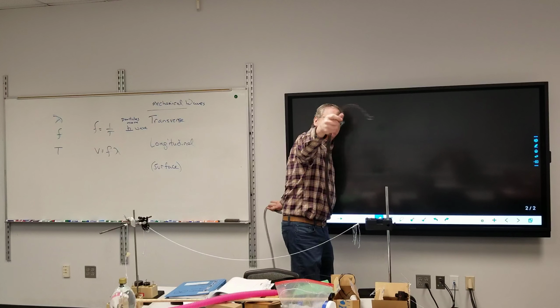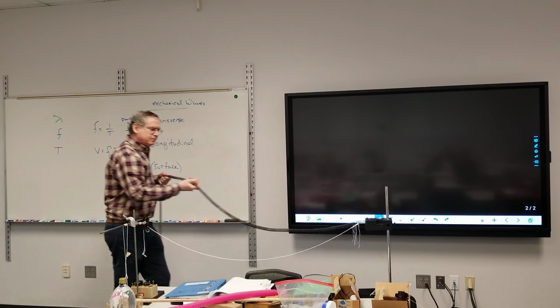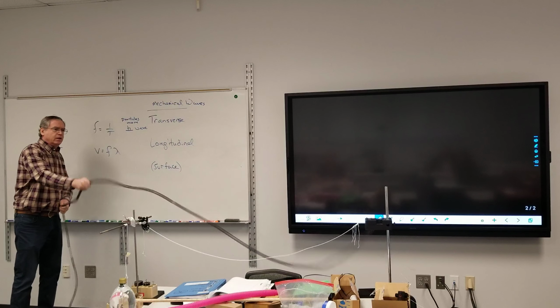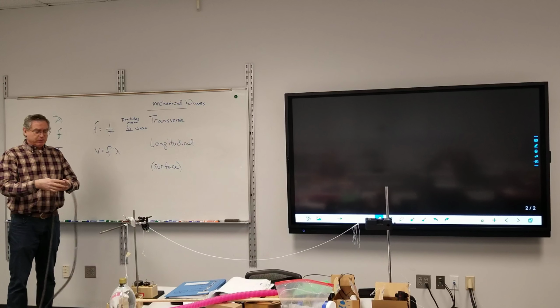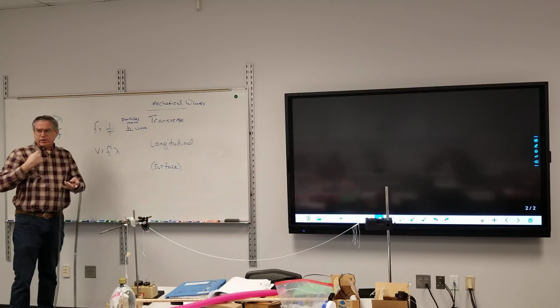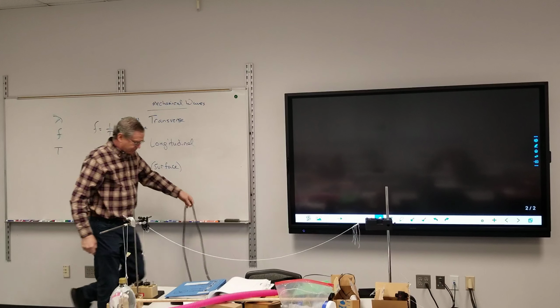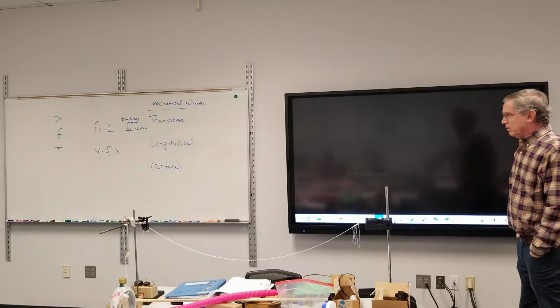Let's see how well I can do this without destroying anything. That was a transverse wave because the coils themselves were moving up and down, but the wave moved out, hit the boundary, and came back. We'll demonstrate that better in a moment.